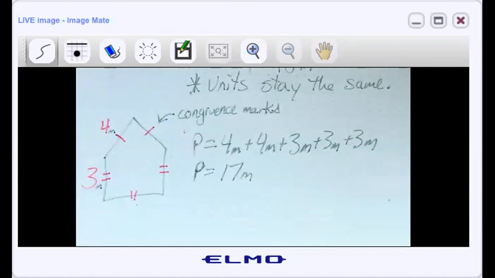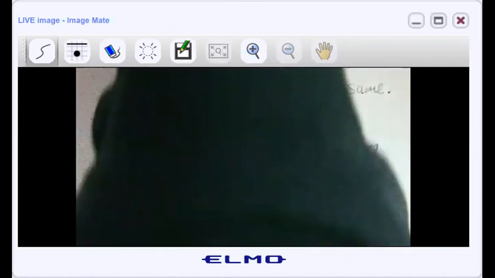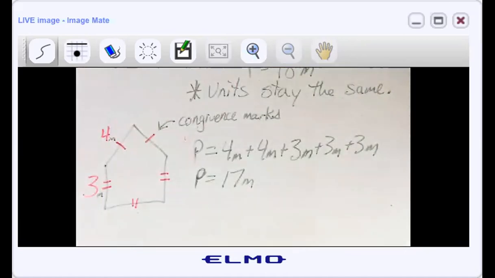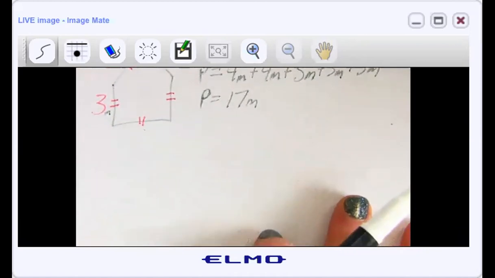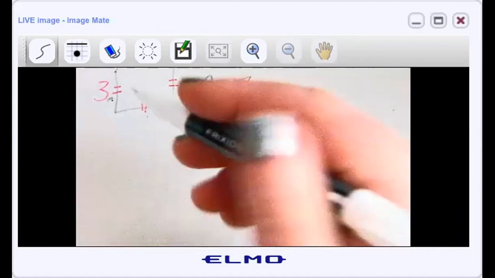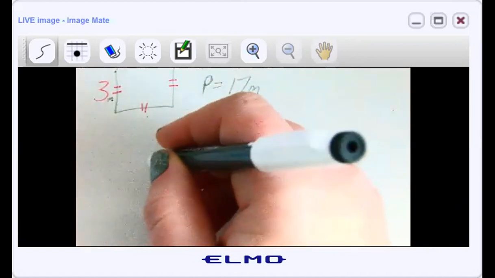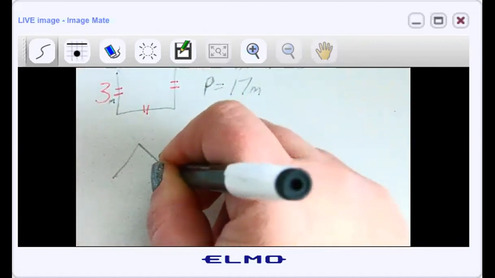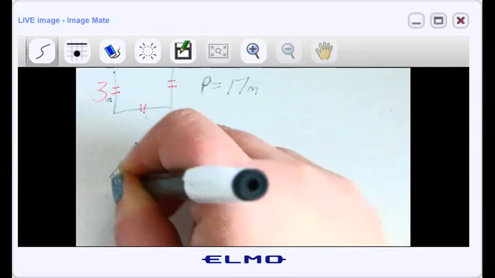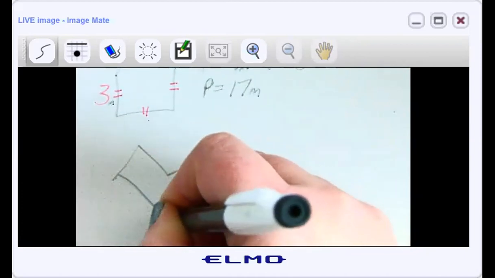The only other thing that I want to point out with perimeter is I know on your homework you're going to have one to do where you're not given the actual lengths of any sides, they're just variables. So let me do one real quick. I'm just going to make up a shape. There we go. There's my made up shape.